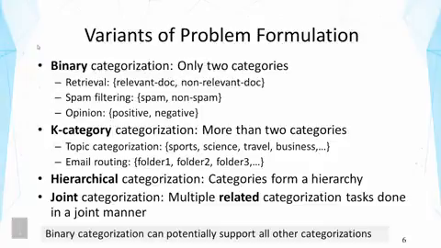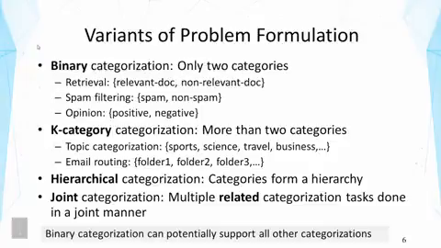Information retrieval or search engine applications would want to distinguish relevant documents from non-relevant documents for a particular query. Spam filter is interested in distinguishing spams from non-spams, so also two categories. Sometimes classification of opinions can be in two categories, positive and negative.